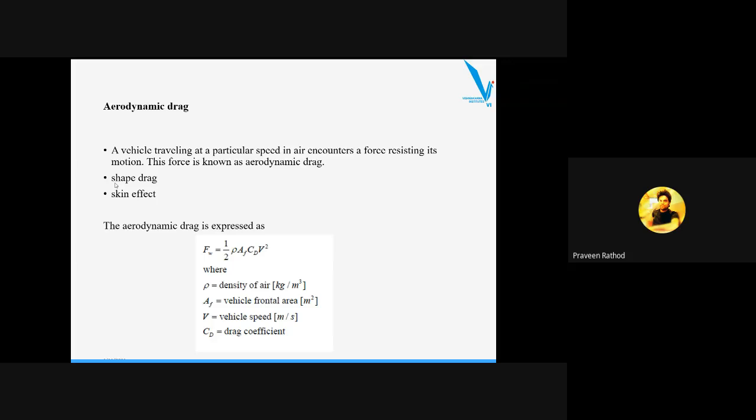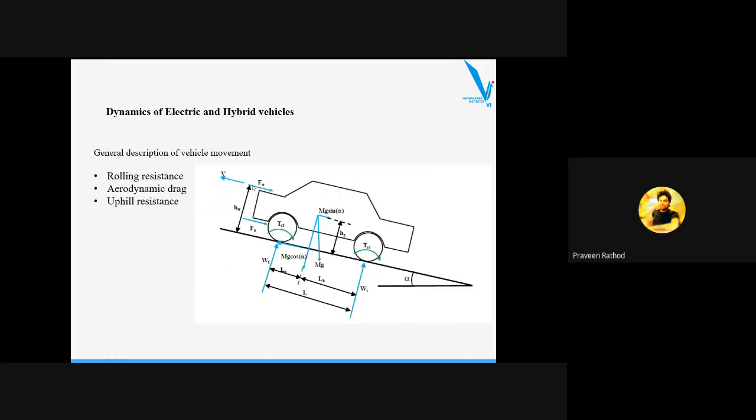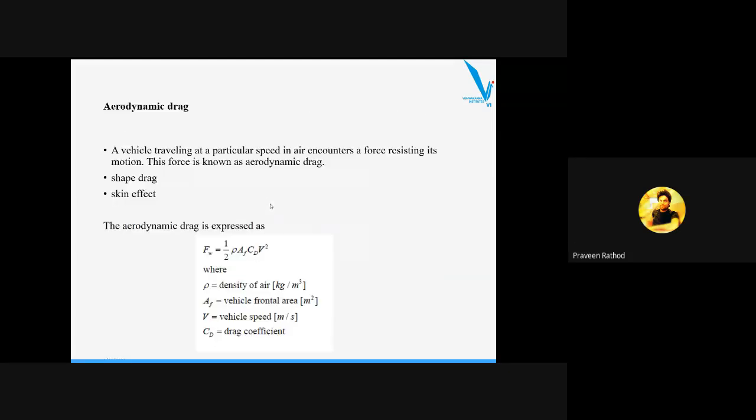Generally, aerodynamic drag is expressed by using this equation. So as I said, Fw. You can see this is acting in the opposite direction when a vehicle is moving in this direction, so this can be written as 1/2. This can be derived, and we will get this formula, that is half rho AF CD V square. This is a directly derived formula.